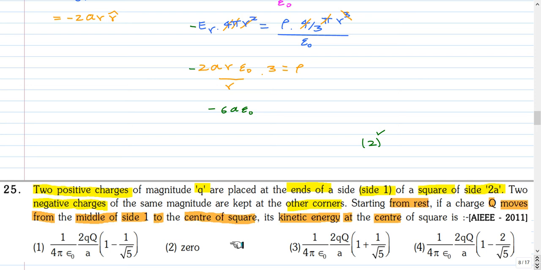This problem can be solved by energy conservation. There are two forms of energy in this problem. One is electrostatic potential energy, and the second one is the kinetic energy. So the initial total energy should be equal to the final total energy. You can pause and attempt this question.